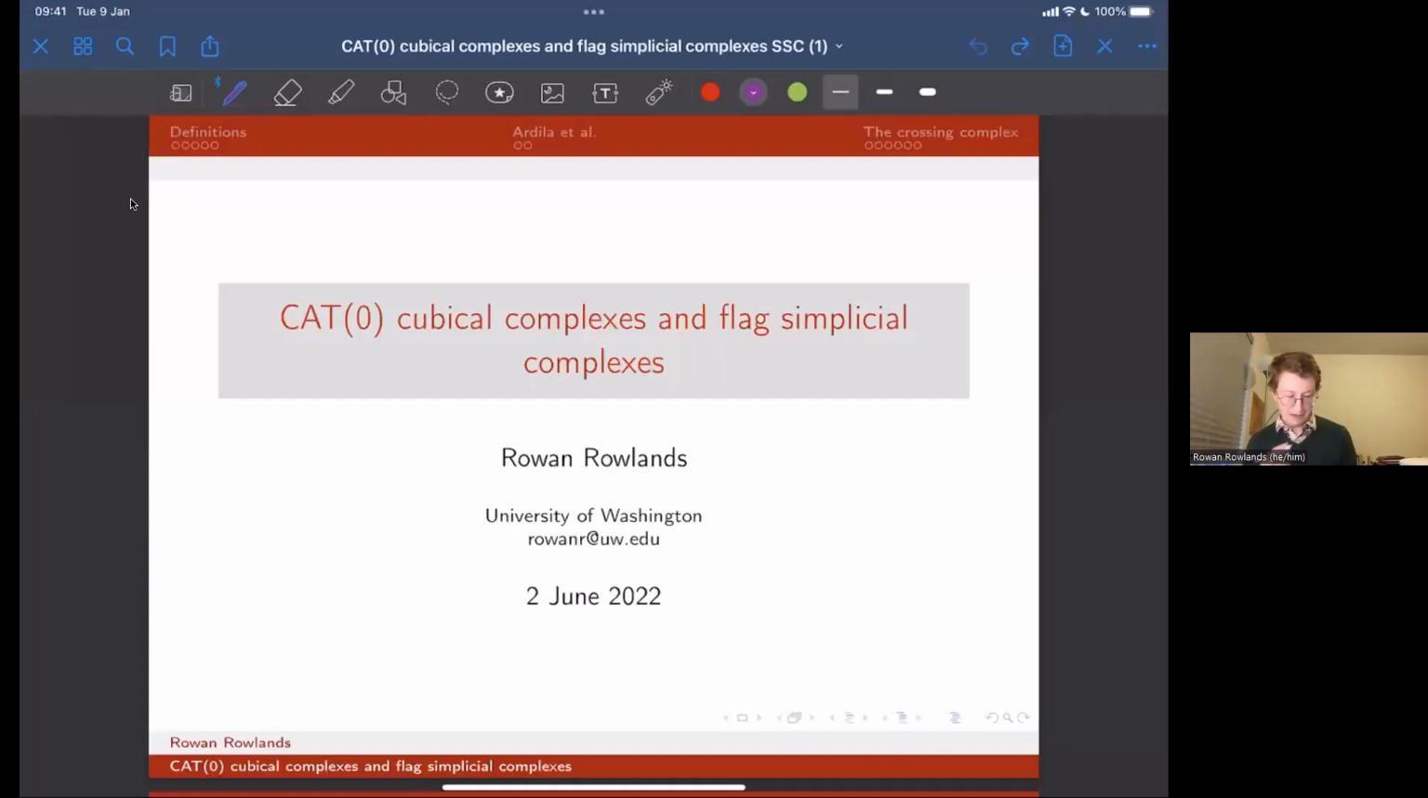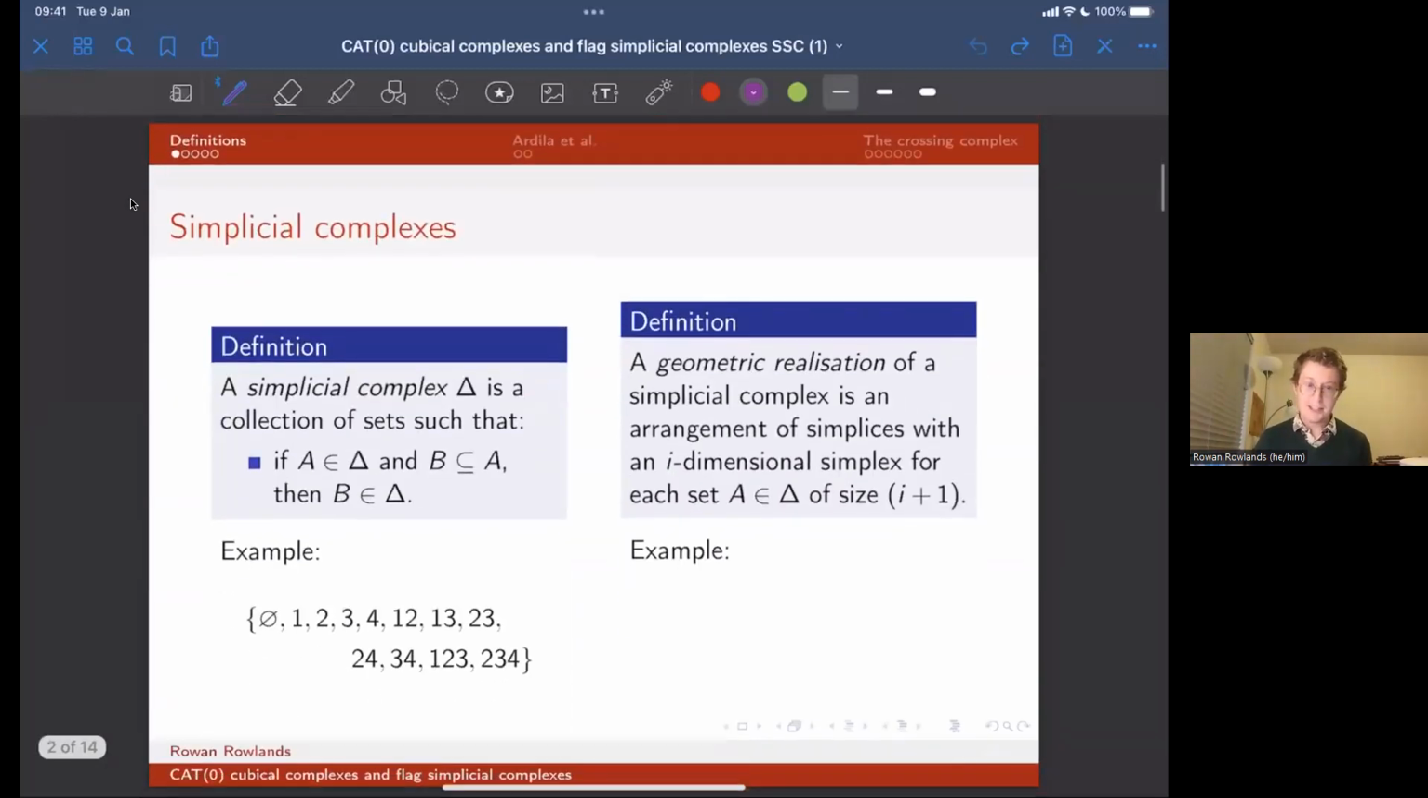All right, so let me tell you about CAT0 cubical complexes and flag simplicial complexes. So let's start off by defining some of the words in this title. If you caught the last talk in this room, then you've already seen simplicial complexes, but just in case you missed that talk, let me define them again.